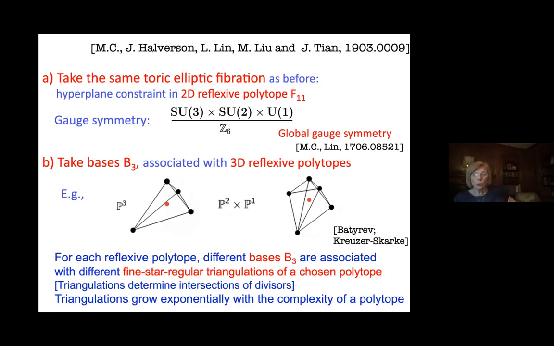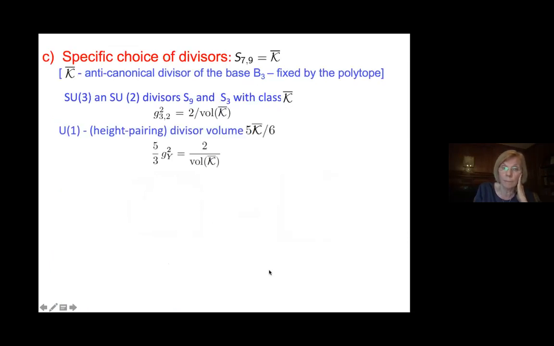But what is crucial is that with each polytope, there are many different models that are associated with different fine star regular triangulations. And basically this further data of different compactification gives us further information about intersections of different divisors. Of course, as the polytope grows in complexity, so does the triangulation.